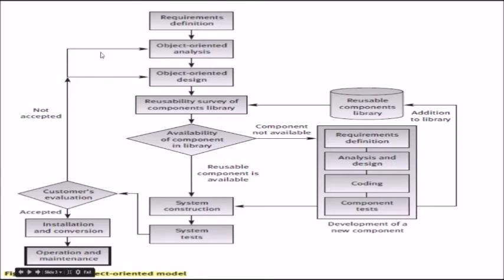Okay, here is the software development lifecycle object-oriented model. The development process starts with requirement definition, and then comes object-oriented analysis. The next step is object-oriented design. Then after the analysis and design are done, you check the reusability survey of the component library. If the component is available in the library, it will go straight to system construction.